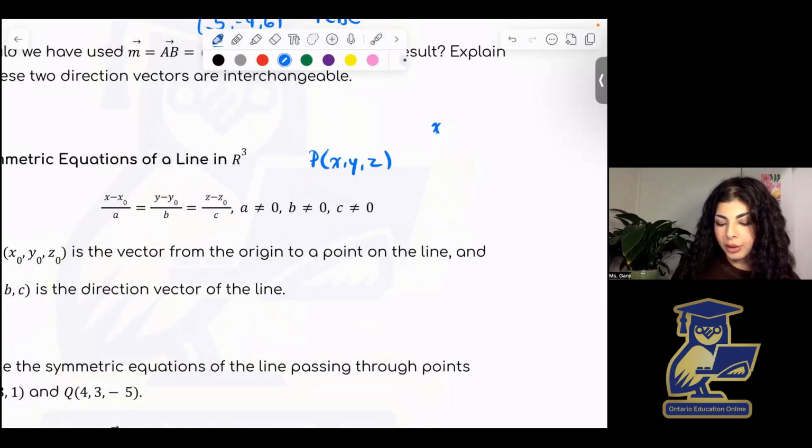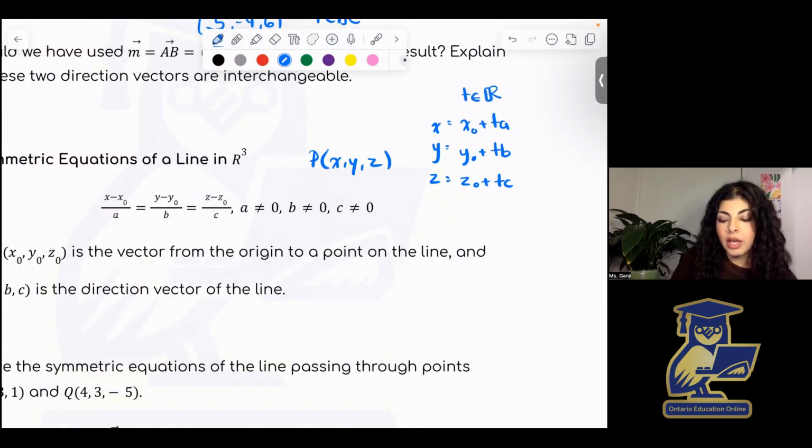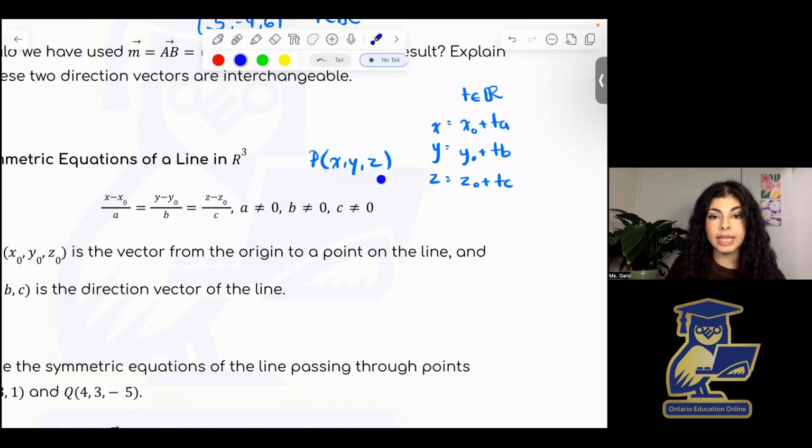So consider your parametric equation. So we have x0 plus ta, y0 plus tb, and z0 plus tc. We also have t is in the set of real numbers. So we know for any given point P, which is x, y, z, t is a constant here.